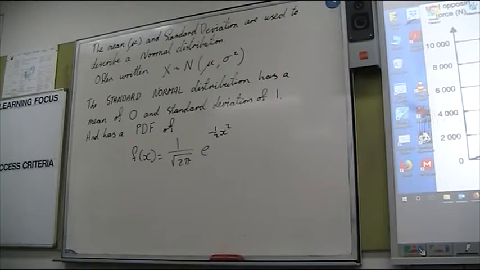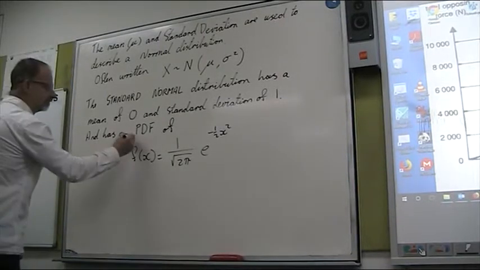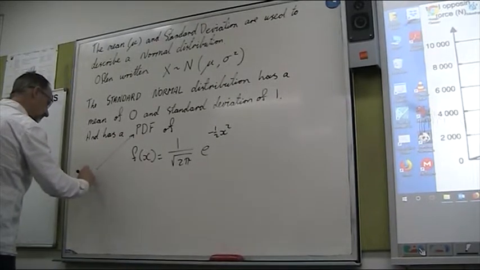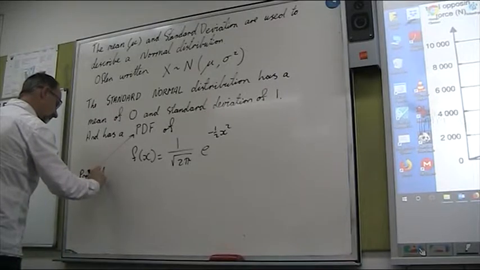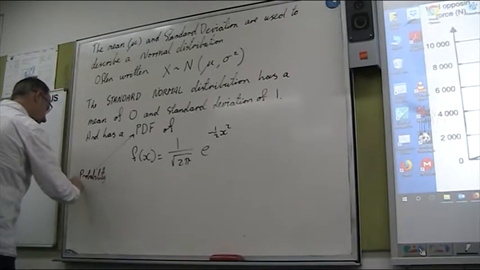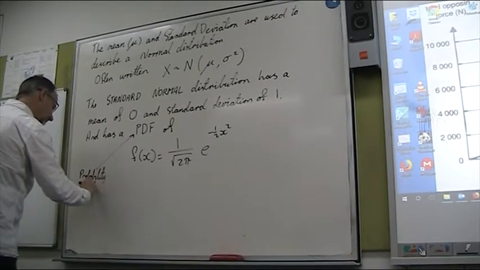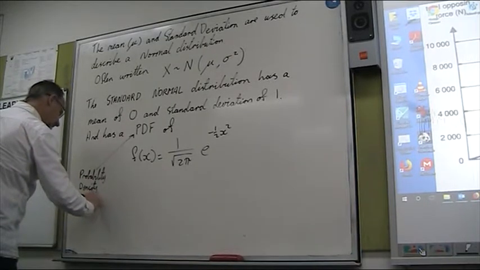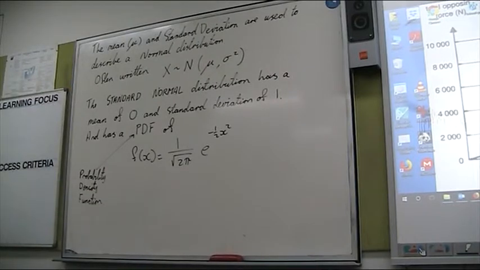Wait, what does PDF stand for? Probability density function. Just a function of probability, where the area under the whole graph is equal to 1. Yes, the area under the whole graph is equal to 1.